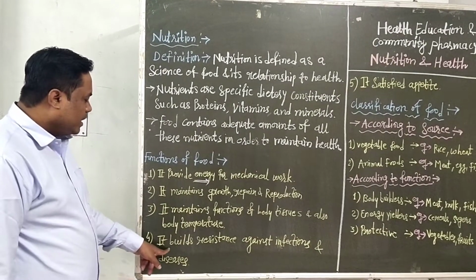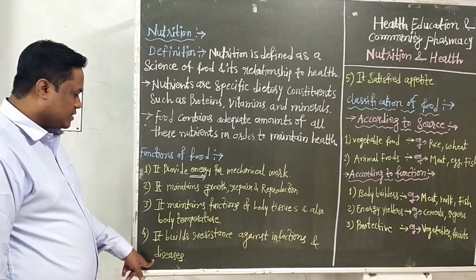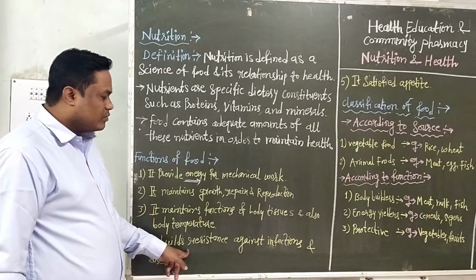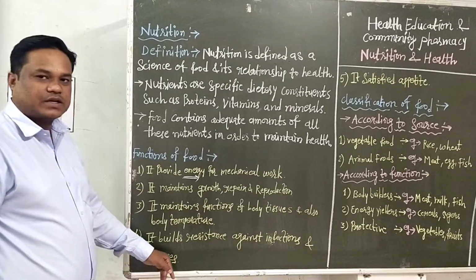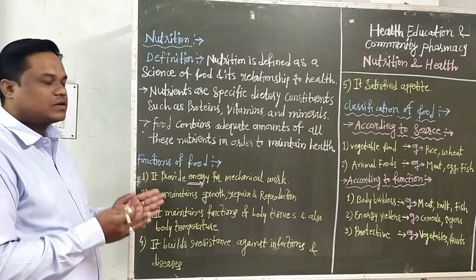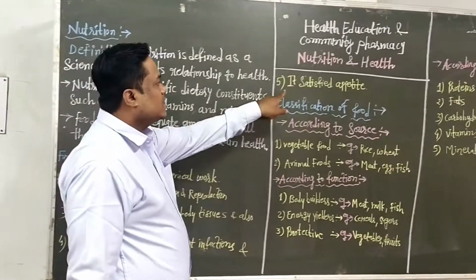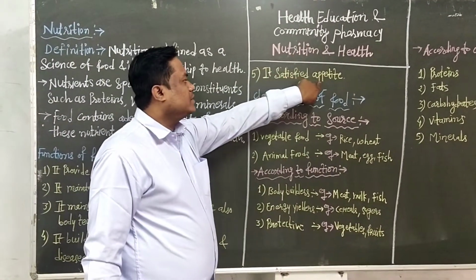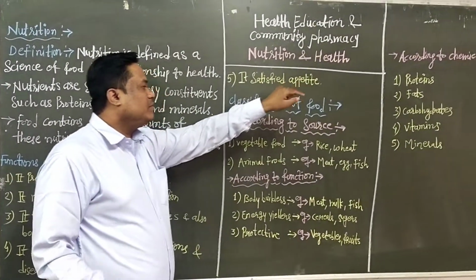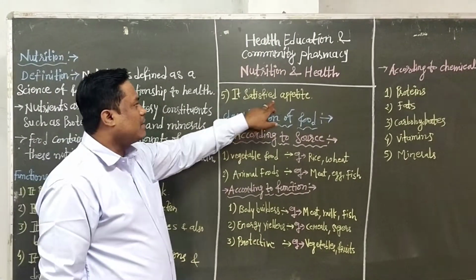Then next, it builds resistance against infections and disease conditions. It protects from infections and disease by providing nutrients such as proteins, carbohydrates, and minerals to the body. Then the last function is that it satisfies the appetite. Appetite means the requirement of the body in the form of food. It is called appetite.